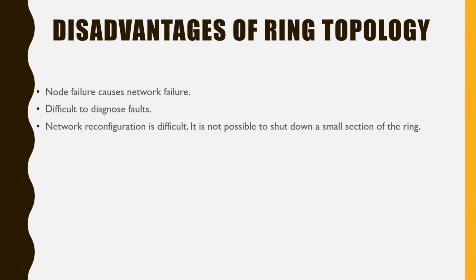Now, as the failure of any node shuts down the whole of the network, it is very difficult to identify on which node the fault has occurred. Network reconfiguration is difficult. That means any sort of upgrading of the network is very difficult.